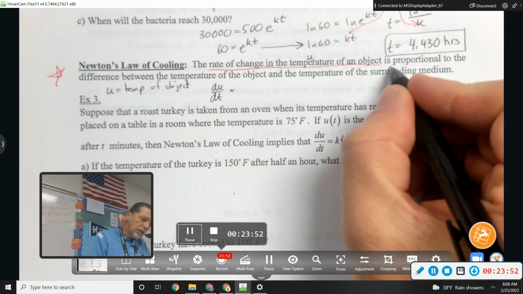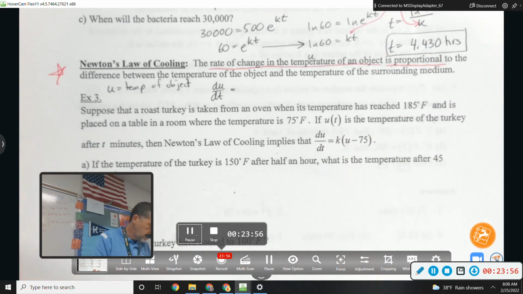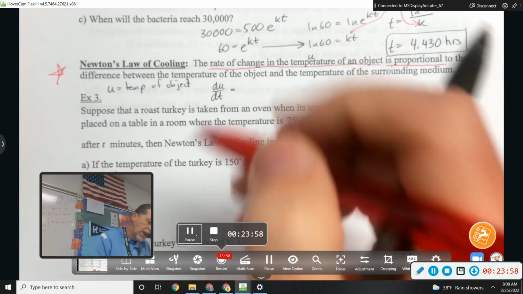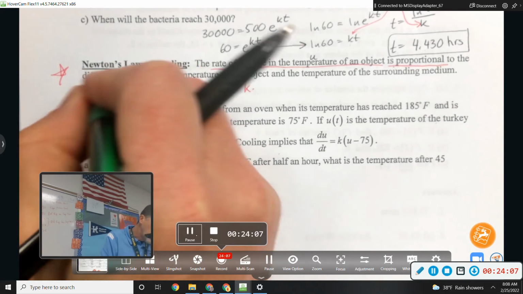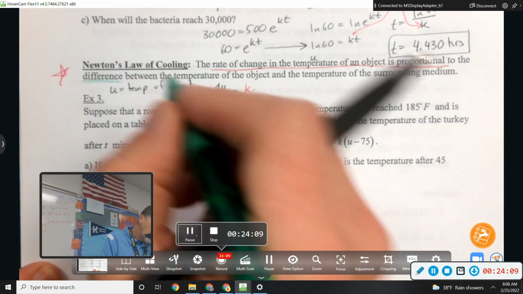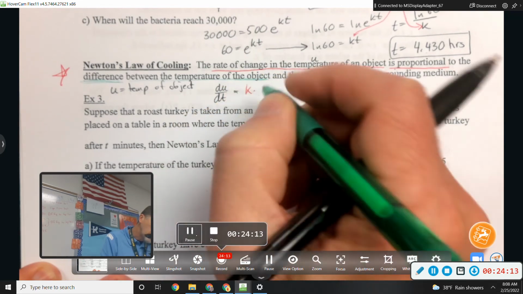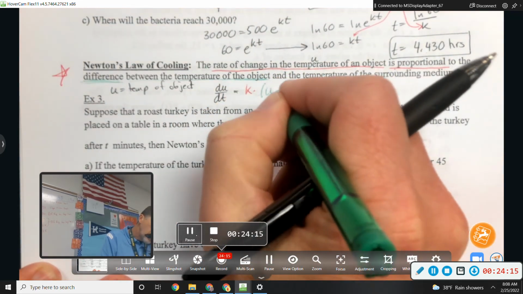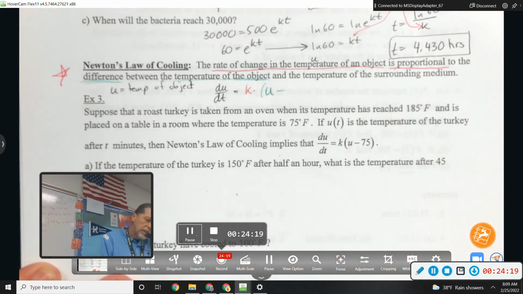All right, is proportional to. So that means equals k times the difference, subtraction, between the temperature of the object, that's what we call u, and the temperature of the surrounding medium, like the temperature of the room.